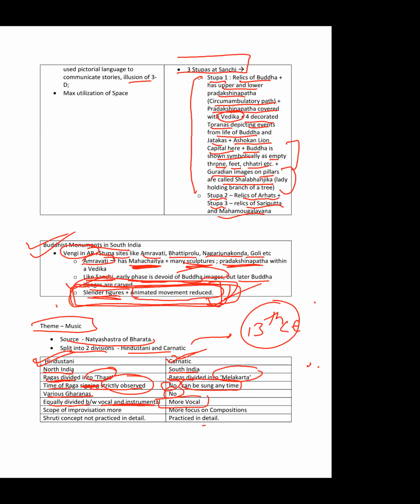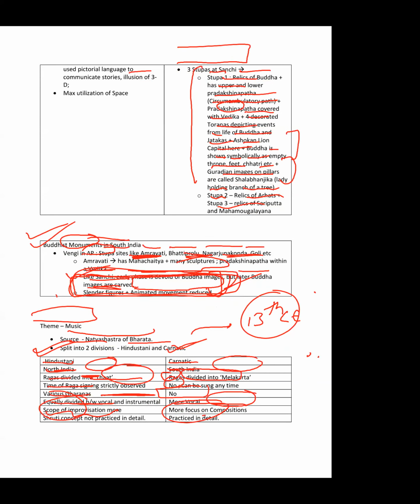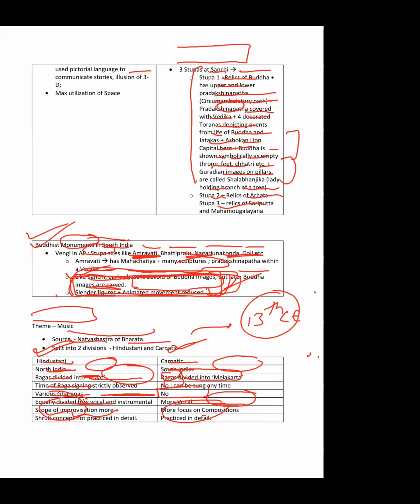It is more vocal. Scope of improvisation is more. Here the focus was more on compositions, that is, you have lesser flexibility, right? Shruti concept not practiced, and here it was practiced in detail, right? So these are 6, 7 points. You just need to remember this, and if a basic question comes, just replicate these points over there, right?